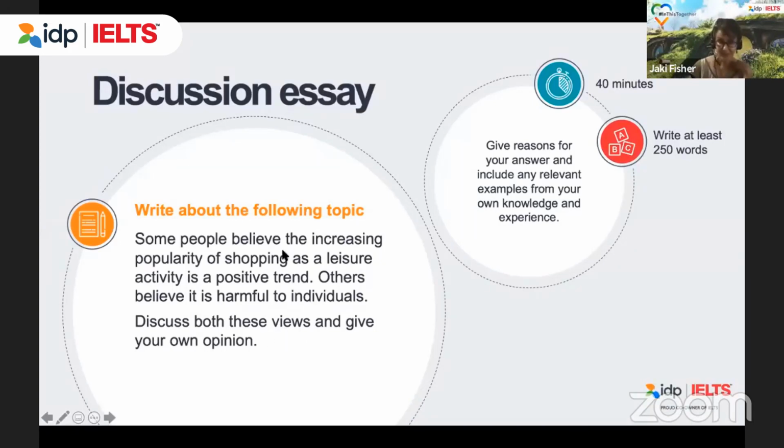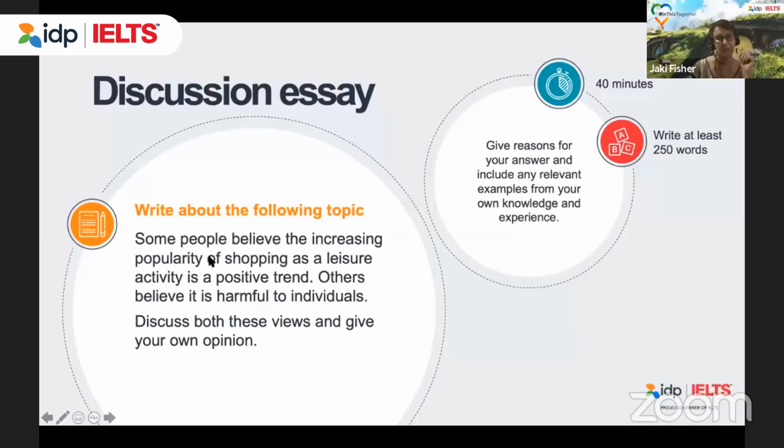Okay, so let's look at another topic. So again, there are these two parts. Now this one, I always look at this part first, the instructions, so I know what I have to do in my essay. So this one is discuss both these views and give your own opinion. Now, how many things do we have to do in this essay? Discuss both these views and give your own opinion. Yeah, you think 2, but it's actually 3 because both views. So there's view 1, view 2, and your opinion. So 3 things.